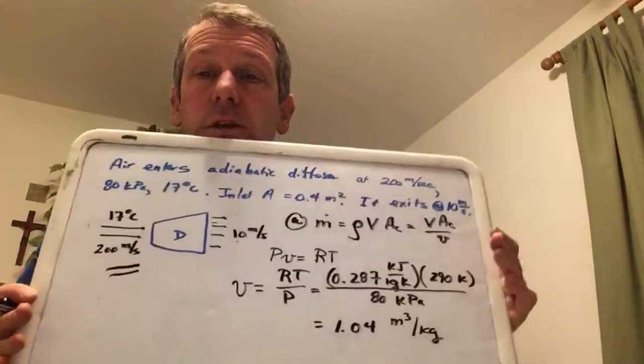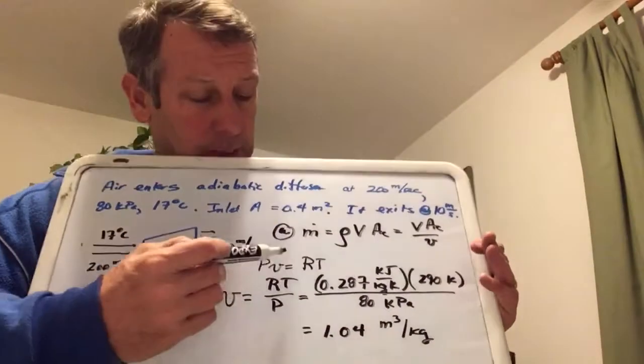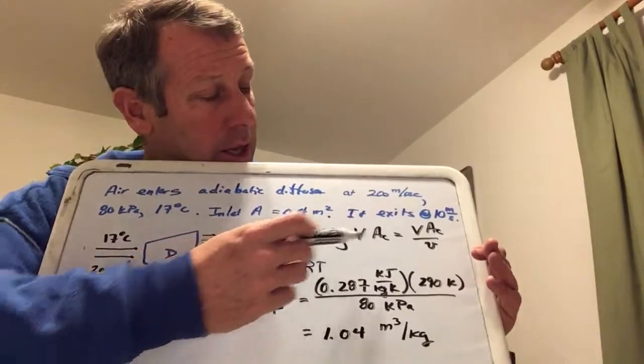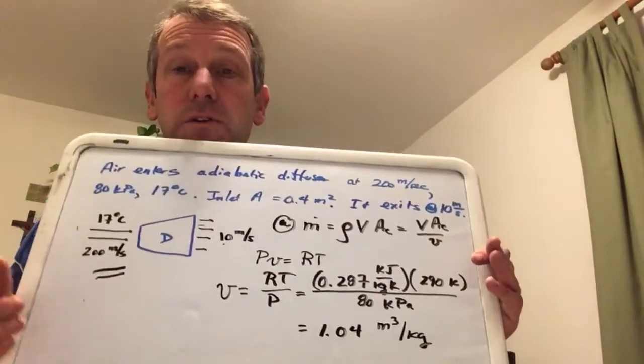Okay, so what are we trying to do to finish it off? We're trying to use this m dot equation up here, and we're using that expression right there. So we're going to fill it in and see what kind of mass flow we get. So I encourage you to stop for a second and see if you can work it out yourself.